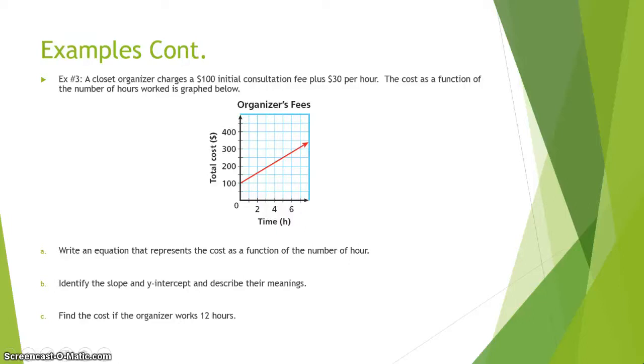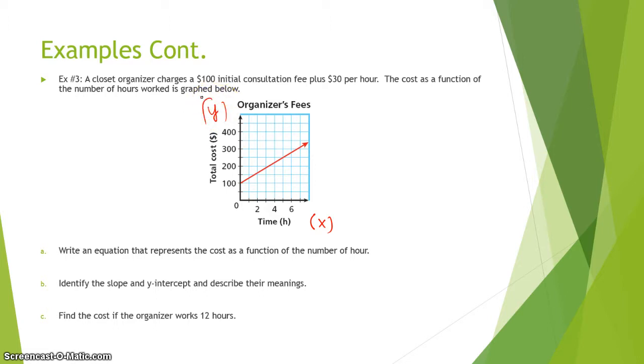I got cut off in the last video, so I'm going to finish up here with our final example. And this says a closet organizer charges $100 initial consultation fee plus $30 per hour. The cost as a function of the number of hours worked is graphed below. So here we have a graph of the organizer's fee. We have our time represented by the x-axis, and the total cost is the y-axis here.